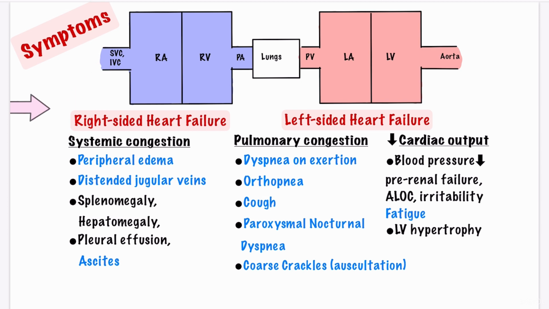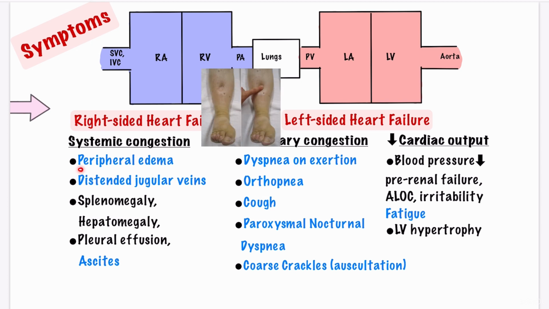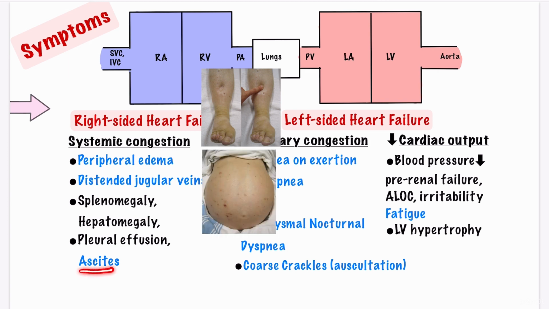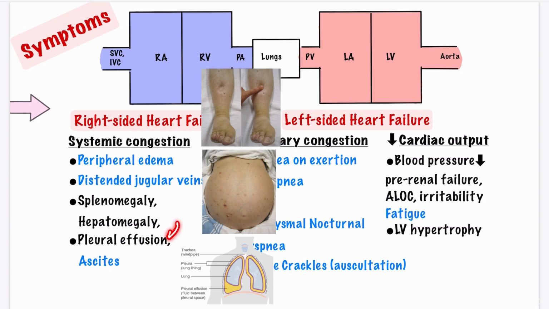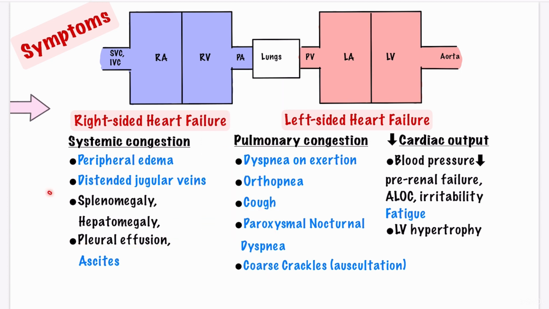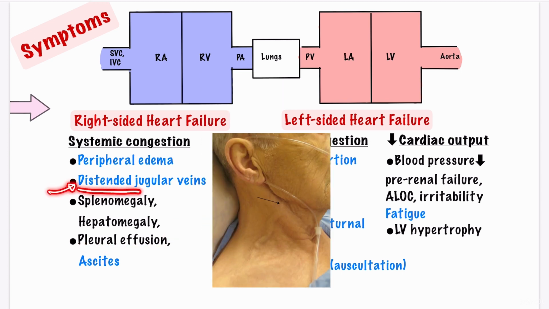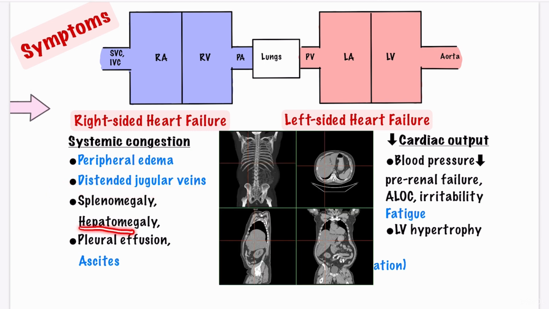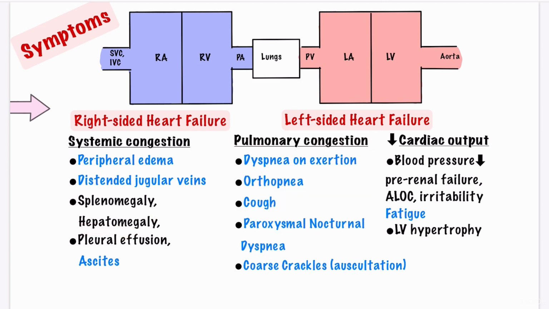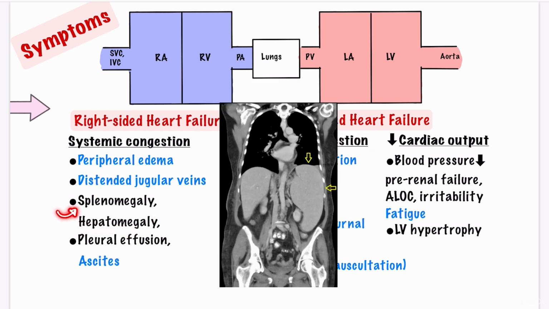The pressure pushes fluid out of the veins and into other tissues, thus causing fluid buildup in your legs called peripheral edema, and also in your abdomen causing ascites, which means swelling in the abdomen, and also in your pleural cavity, and it is called pleural effusion. Your jugular veins also become engorged, so you will see distended jugular veins. And the blood will accumulate in your liver, which is called hepatomegaly, and also because of increased portal pressure, you will see splenomegaly, which means enlargement of your spleen.